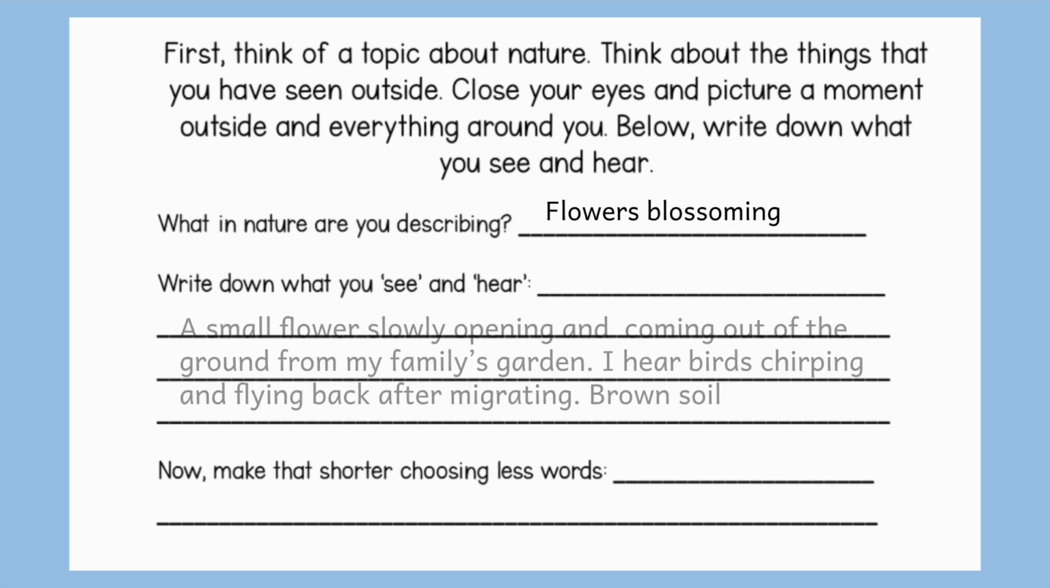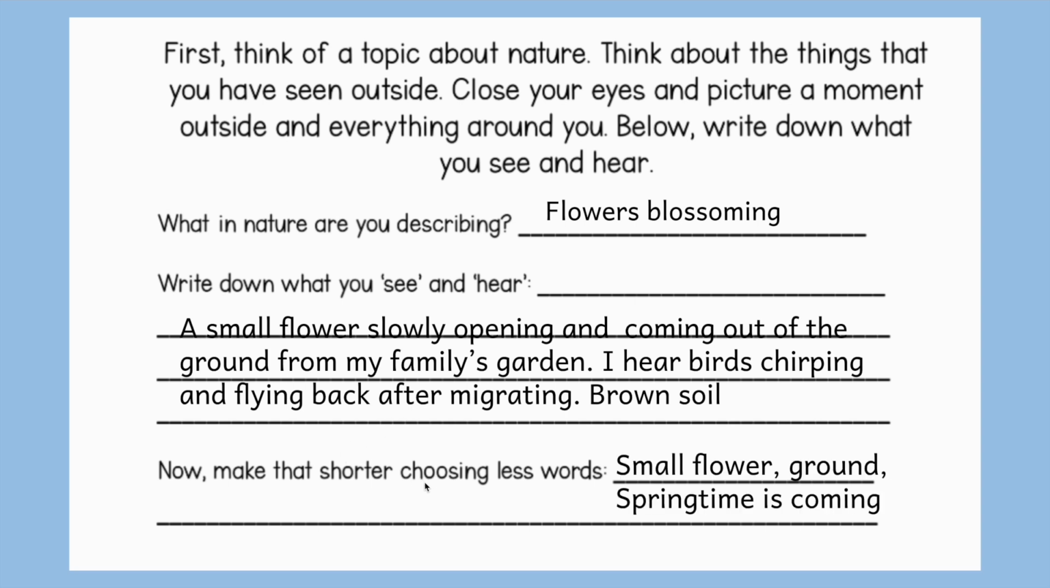Now, what do you see in here? Well, I see a small flower slowly opening and coming out of the ground from my family's garden. I hear birds chirping and flying back, and I can see brown soil that the flower is coming out of. Of course, this is way too long for a poem, let alone a haiku, so we have to make it a little bit shorter using less words, so choose your favorite ones.